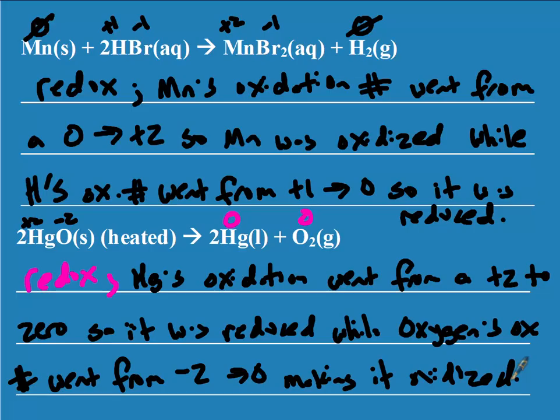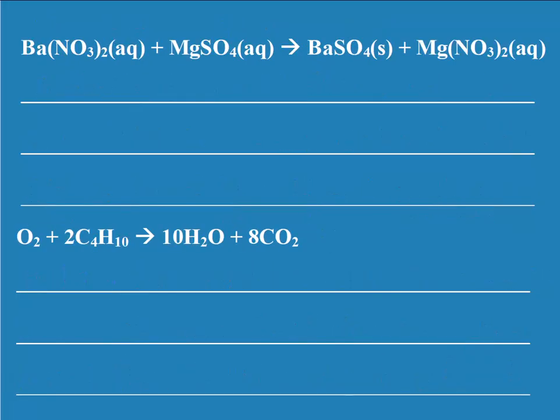So you should have said redox. Mercury's oxidation number went from a +2 to a 0, so it was reduced, while oxygen's oxidation number went from a -2 to a 0, making it oxidized. Go ahead and pause the video and do these next two on your own. Restart when you're done.